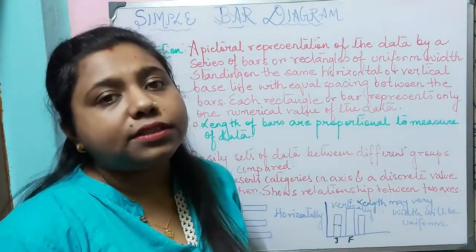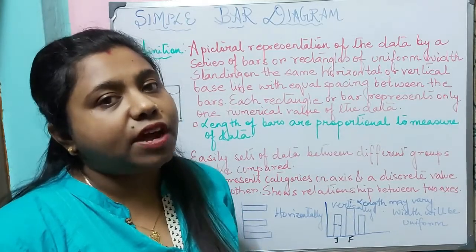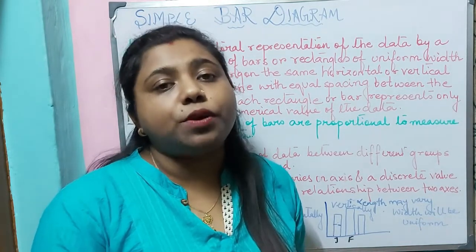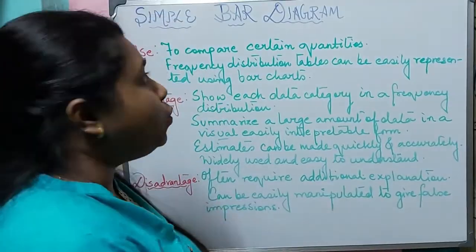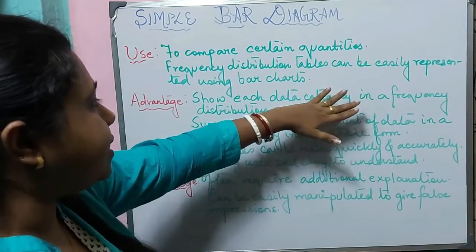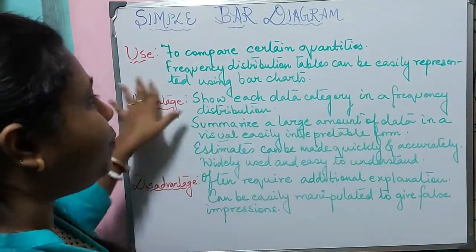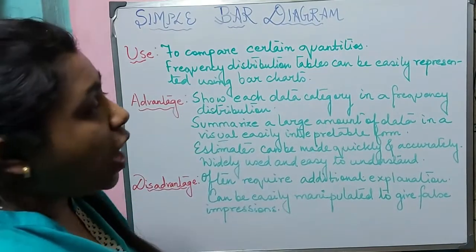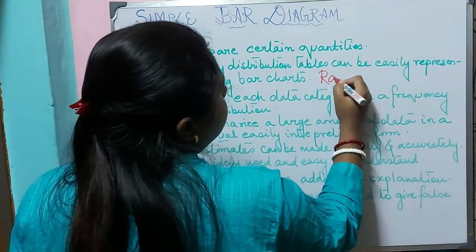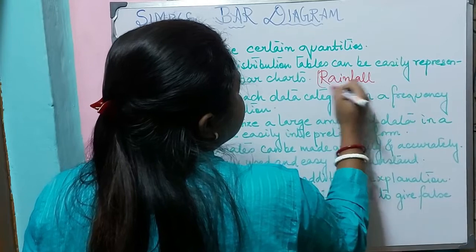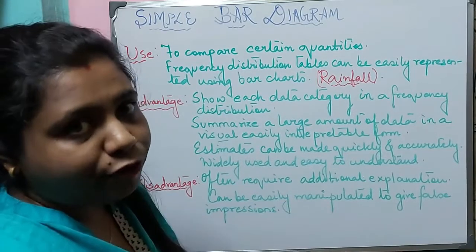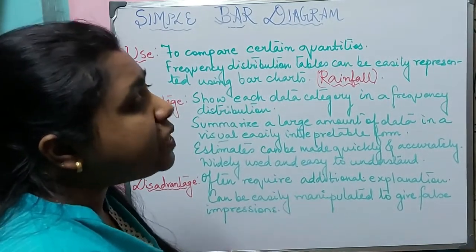Now, let us know what are the uses, advantages and disadvantages of the simple bar diagram. Now, what are the uses of a bar diagram? A simple bar diagram is used to compare certain quantities. A frequency distribution table can be easily represented using bar charts. Also, we can easily represent data like rainfall.